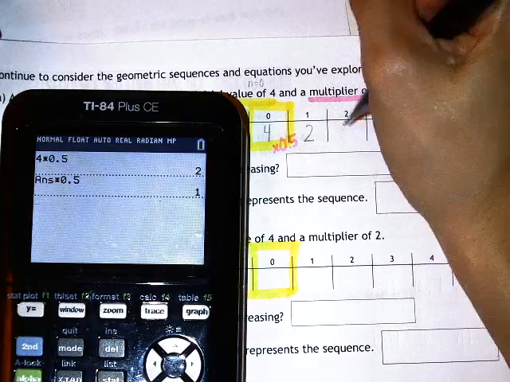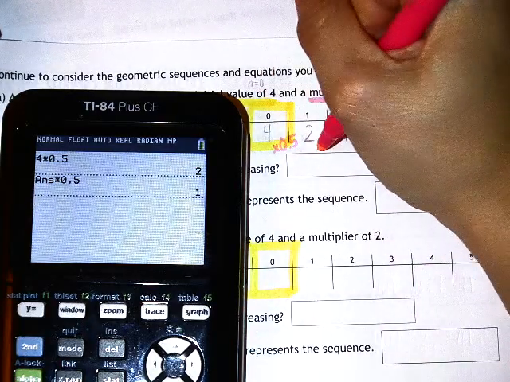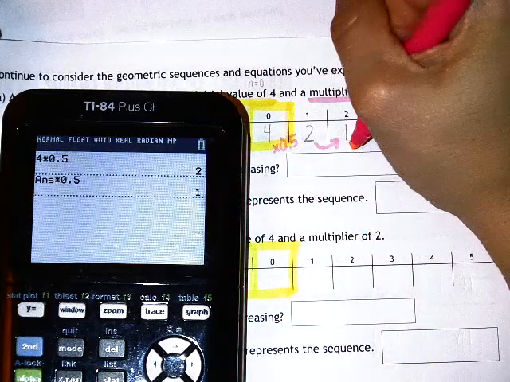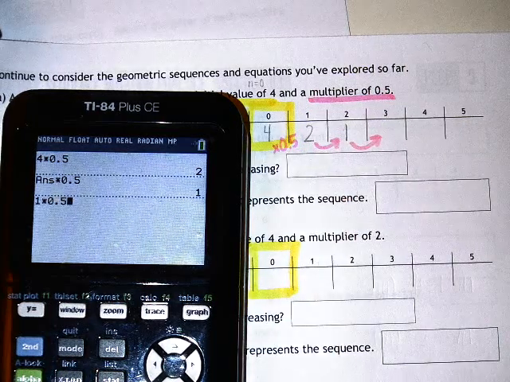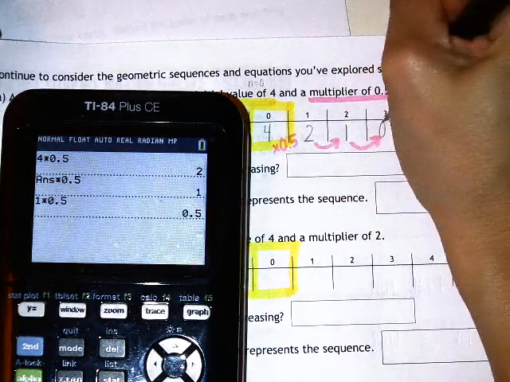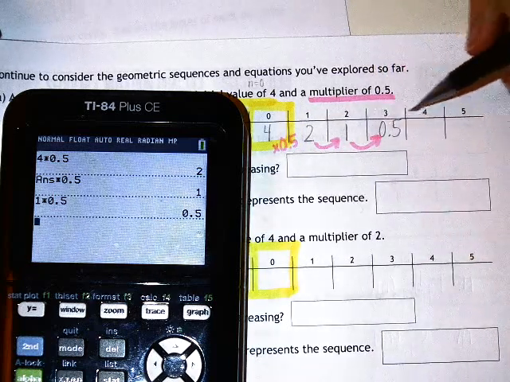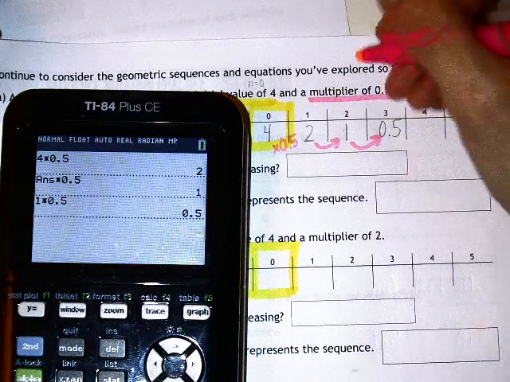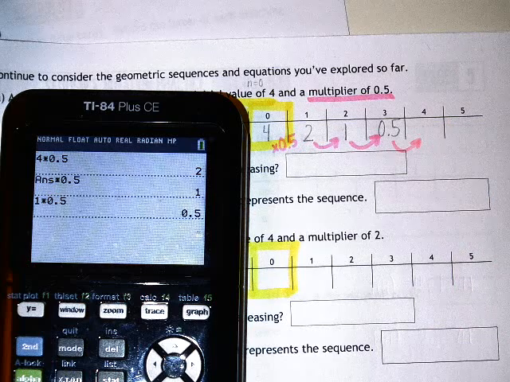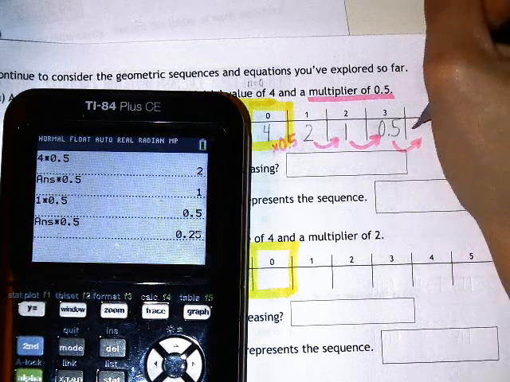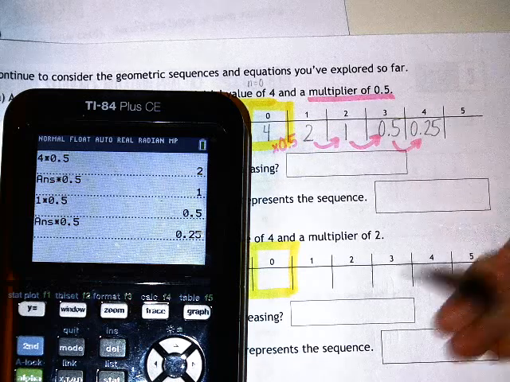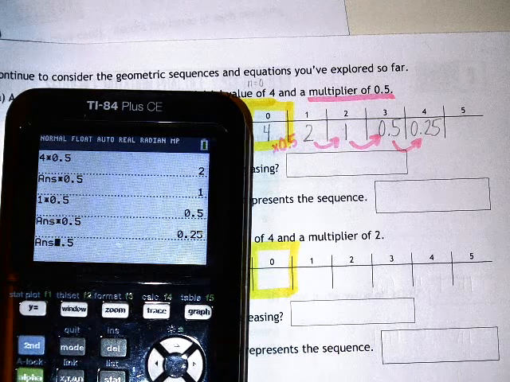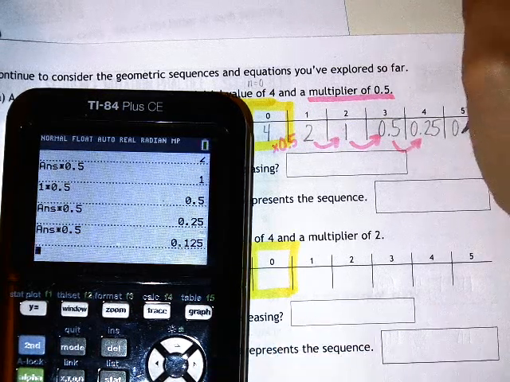So 2 times 0.5 would give me 1. Notice how each time I'm going to keep multiplying by that same value, 0.5. If I multiply again, 1 times 0.5, that gives me 0.5. And some of these you might be thinking, oh, that's easy, I can do this in my head. And that's great. Use a calculator, use your head, whatever works better for you. But if you keep the pattern going, 0.5 times another 0.5 would be 0.25. And if I multiply by 0.5 one more time, then I should be able to get 0.125.